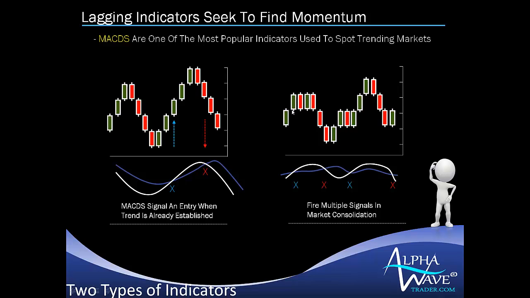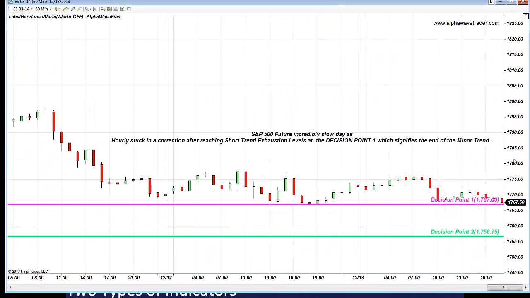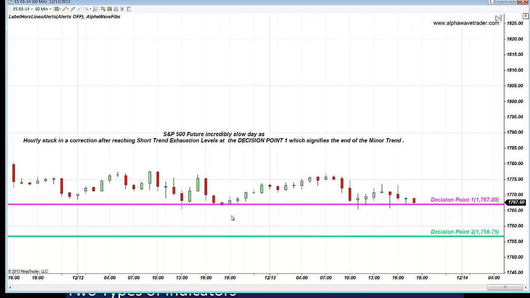What happens 80% of the time when markets are stuck in correction, which is exactly what the S&P had done on Friday and Thursday. Price had reached the end of the minor trend. All the levels were drawn on Monday this week, days before this level had been reached.